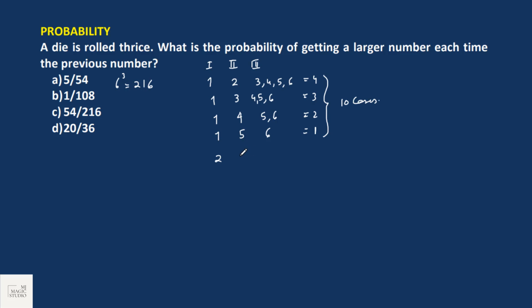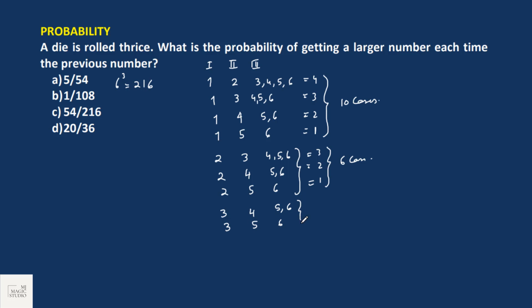Now, let me start with 2. Then second dice will show 3. Third dice may show 4, 5, 6. Similarly, 2, 4. We can have 5 or 6 on the third one. Then 2, 5, 6. Only this option is left. So here we have 3, 2, 1. That is 6 cases. Great. Now, can I have 3 on the first one, then 4, 5 and 6 on the third one? 3, 5, 6. Total here we will have 3 cases.